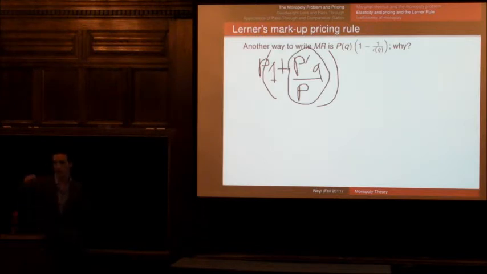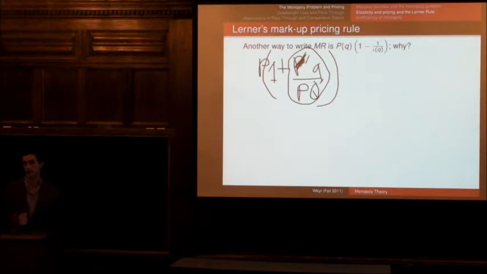Because P prime, if we flip that over by the implicit function theorem, we can cross this out and we can get a Q prime down here. And then we have Q prime times P over Q on the bottom, and that's exactly the negative elasticity of demand, right? So that's what gives us this formula.